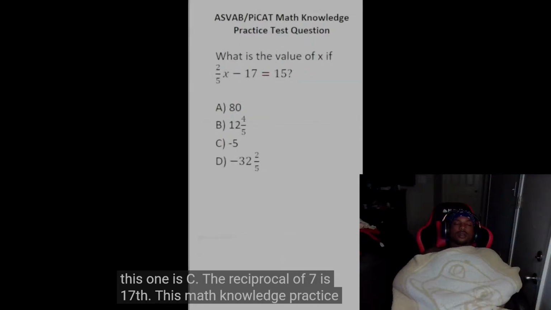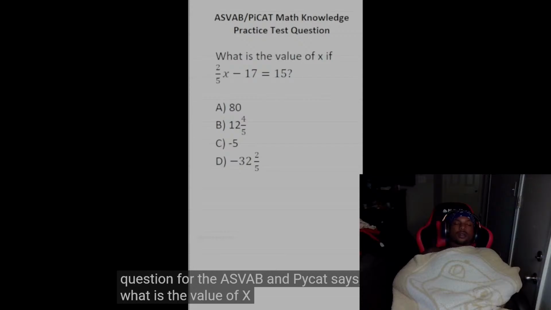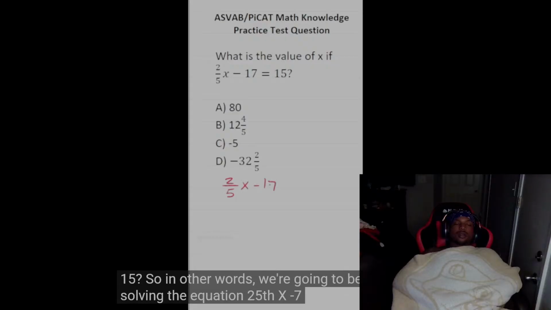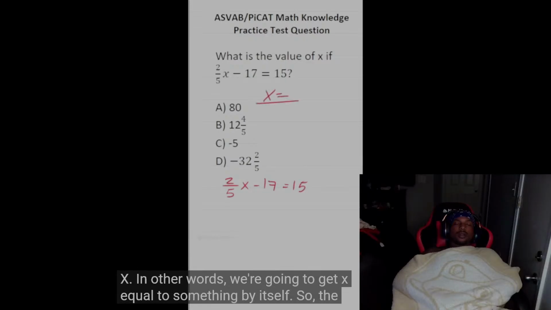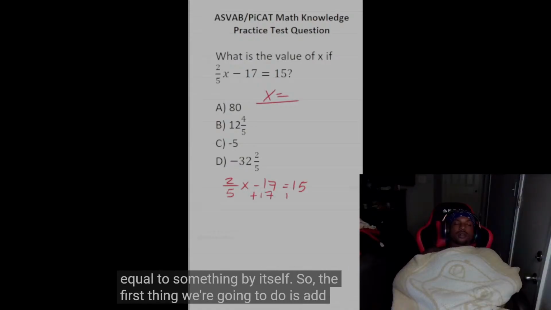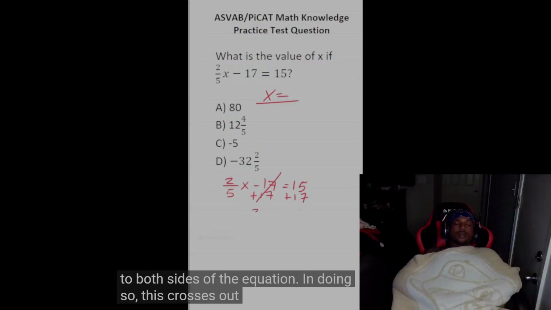This math knowledge practice test question for the ASVAB and PiCAT says, what is the value of x if 2/5 x minus 17 equals 15? So in other words, we're going to be solving the equation 2/5 x minus 17 equals 15 for x. In other words, we're going to get x equal to something by itself. So the first thing we're going to do is add 17 to both sides of the equation. In doing so, this crosses out here, leaving you at 2/5 x over here.